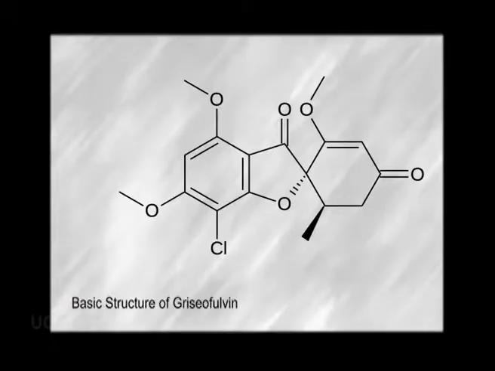Finally, we do have Griseofulvin. It is also an antifungal drug which actually prevents the mitosis events by binding to the microtubules. It binds there and prevents the mitosis event which is going on within the fungi.